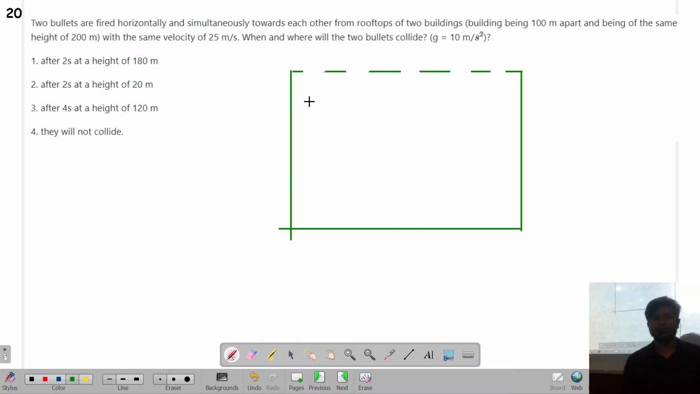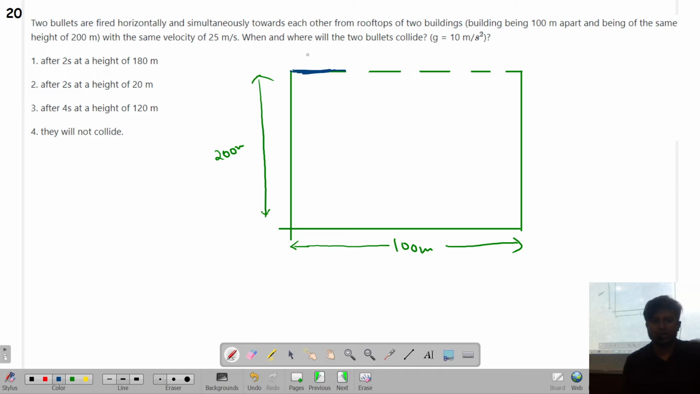Heard or not? So now look over here. What is the distance between the two buildings? What is the distance given between the two buildings? 100 meters. Yes or no? And the height of the buildings is how much? 200 meters. Yes or no? Okay. We fire the bullets. We have fired the bullets perfectly.